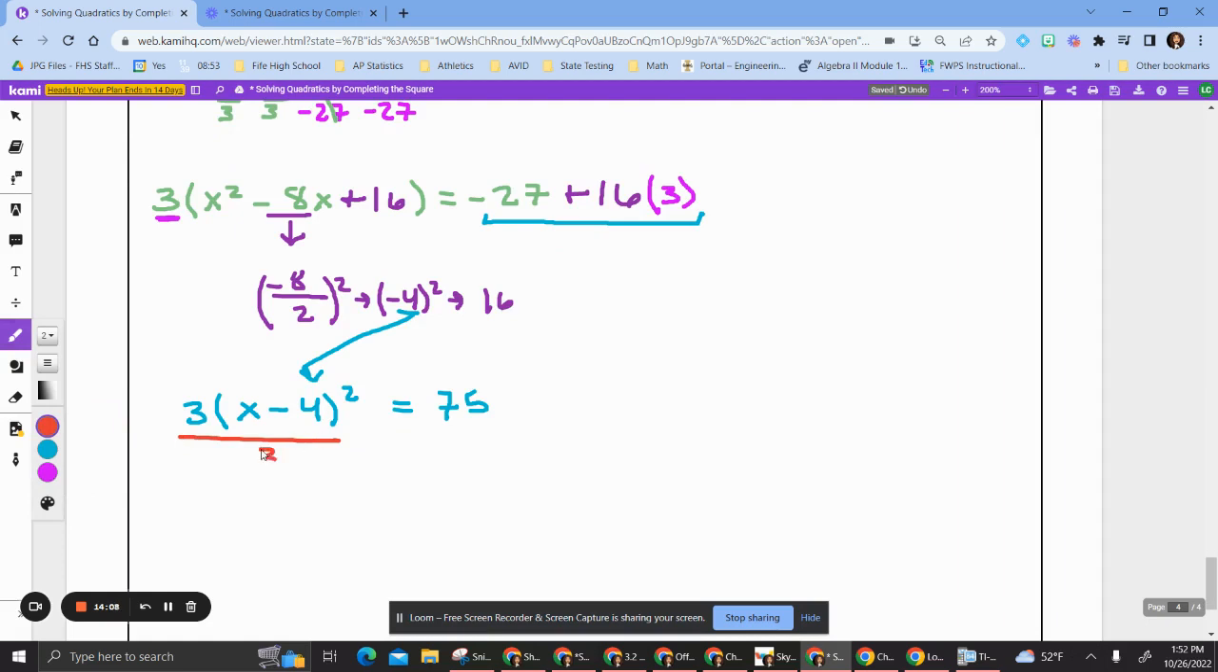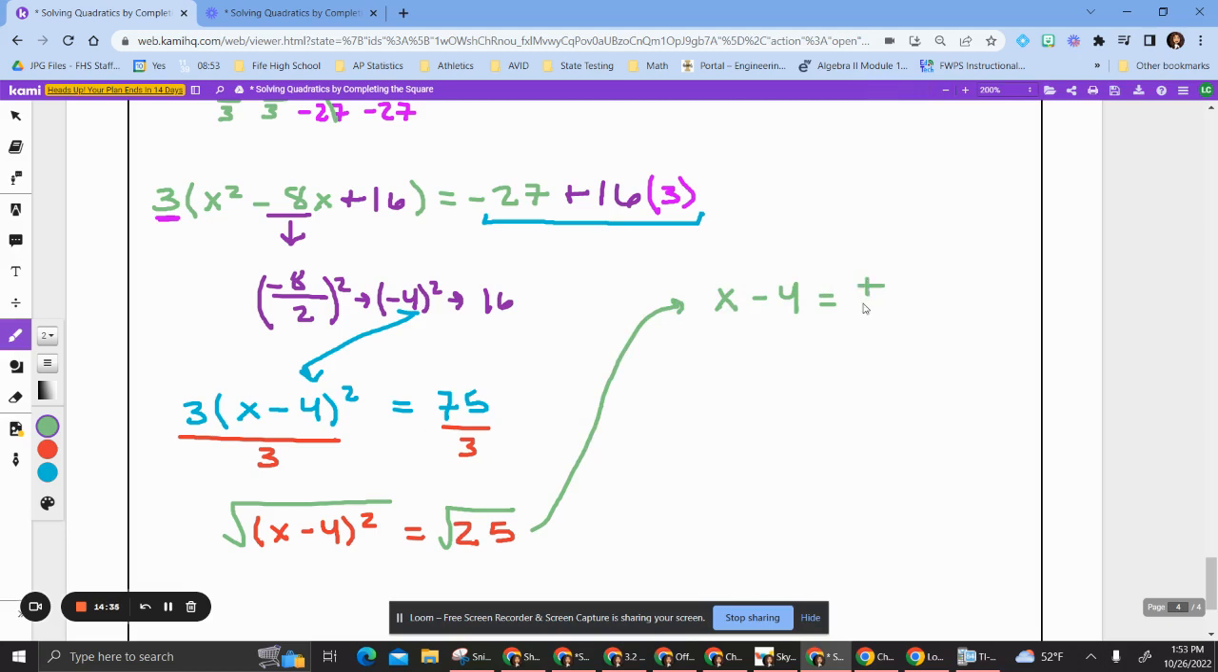We take that 3 and we divide both sides. And so we get x minus 4 squared is equal to 25. Square root both sides. Up here we have x minus 4 is equal to plus or minus 5. And then we just break it into our two parts. We have x minus 4 is equal to 5, and x minus 4 is equal to negative 5.